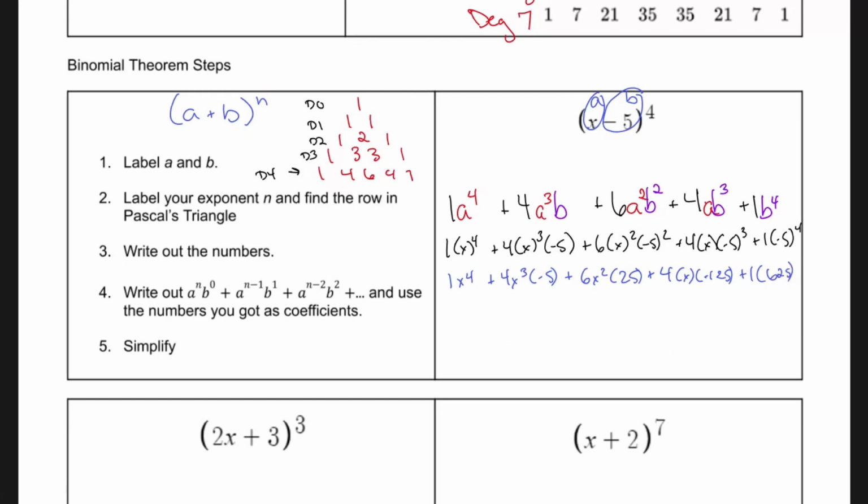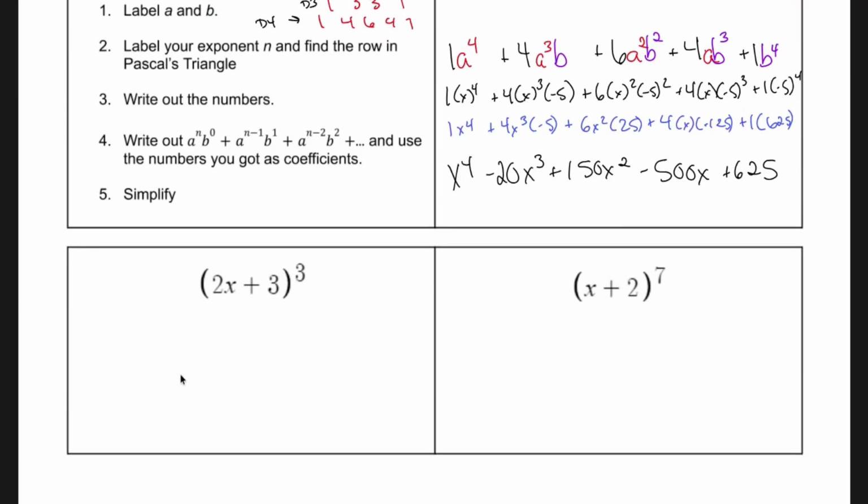Now let's clean that up. x to the 4th is just x to the 4th. 4 times negative 5 is negative 20, x to the 3rd. 6 times 25 is 150, x squared. 4 times negative 125 is negative 500, x, and then plus 625. So the binomial theorem gives you a step-by-step process that allows you to not have to FOIL, FOIL, FOIL, and FOIL again. It just goes right here. Not pretty. Not one bit.